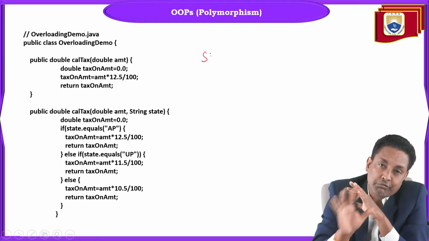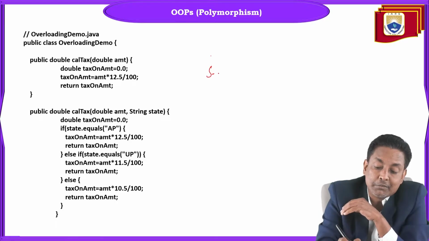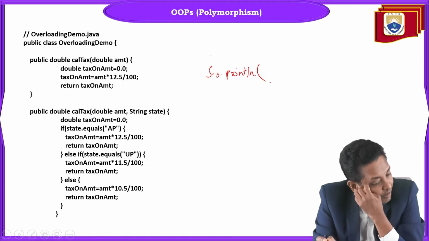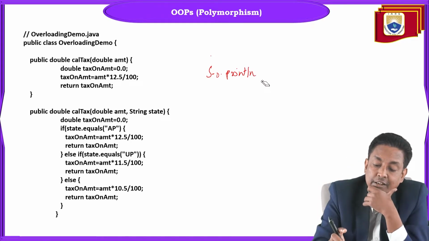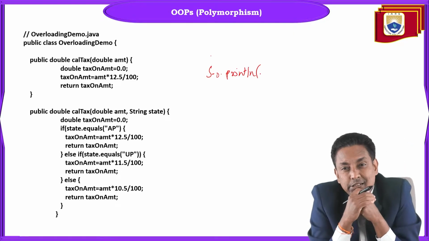Which statement do you write very often in Java programming? System.out.print, print or println, isn't it? Do you know the signature of the println method? What type of argument does the println method take?